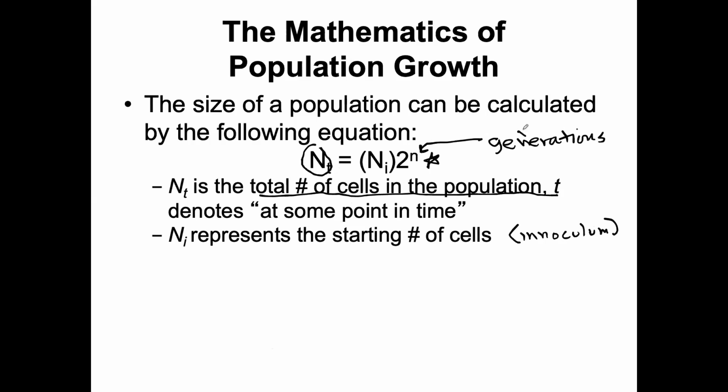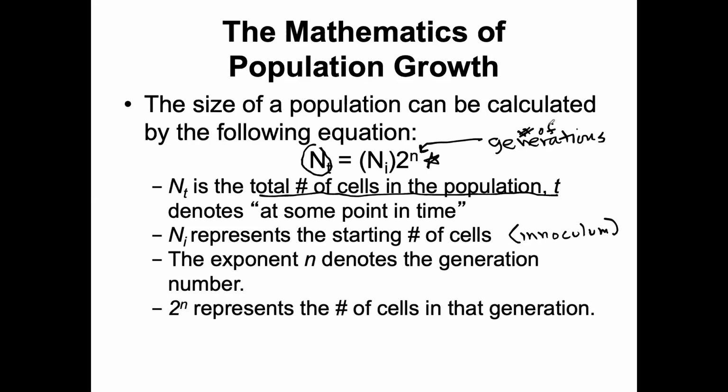Okay, number of generations. And 2 to the n represents the number of cells in that generation.